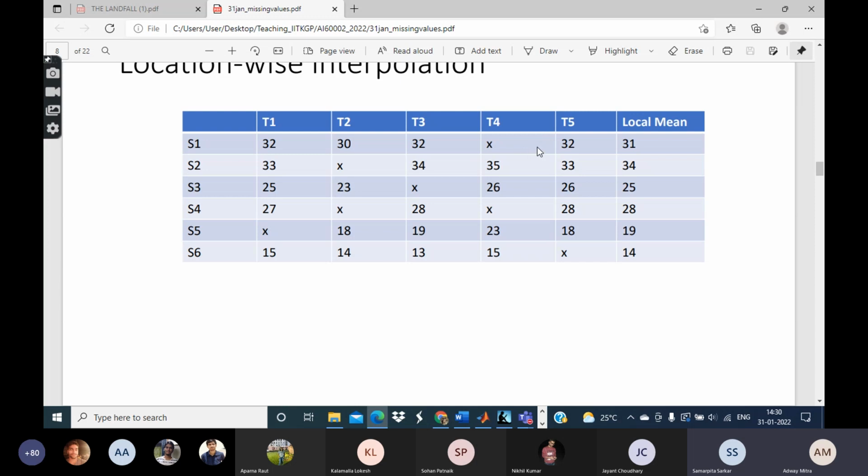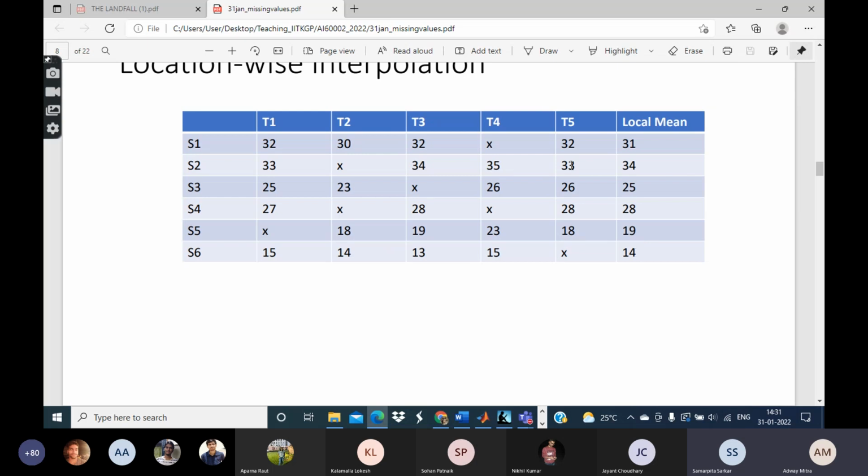But before doing anything else, even before taking the spatial or temporal correlations into account, the first thing we can do is just calculate the local means. When I first asked this question, I thought some of you would say: first, forget the spatial or temporal relationships. What about the local mean? At every location you can just calculate the spatial mean. At S1 you have one missing observation, but you have four observations, so you can take its mean. Similarly, at all the locations you can calculate their means.